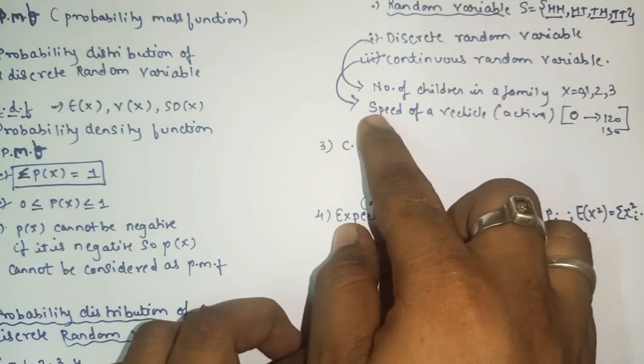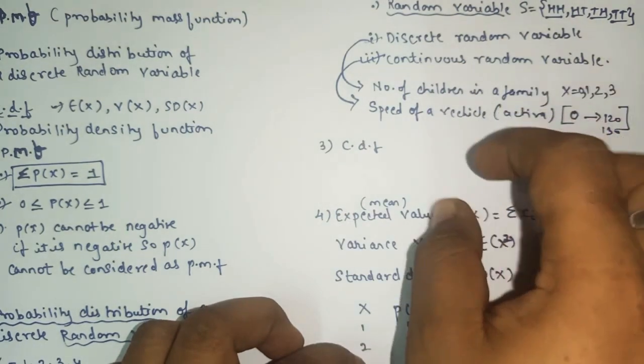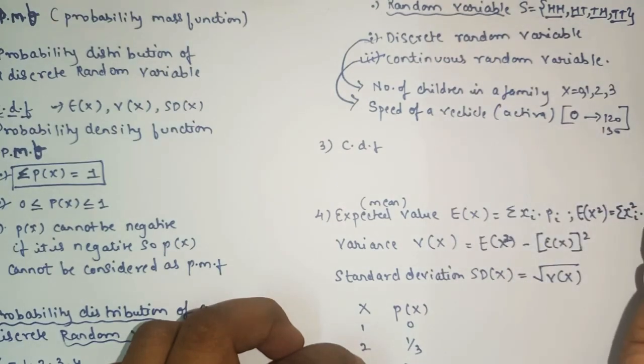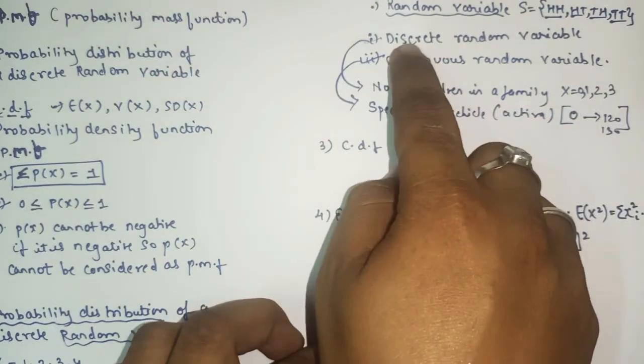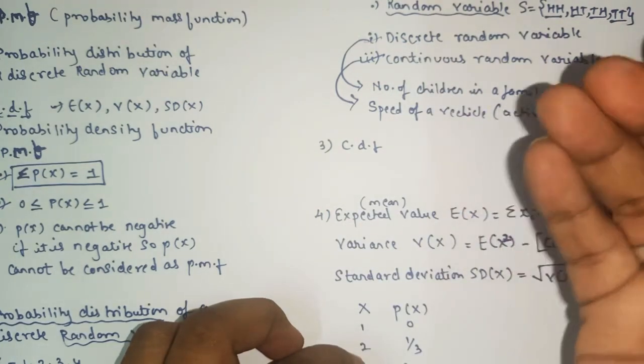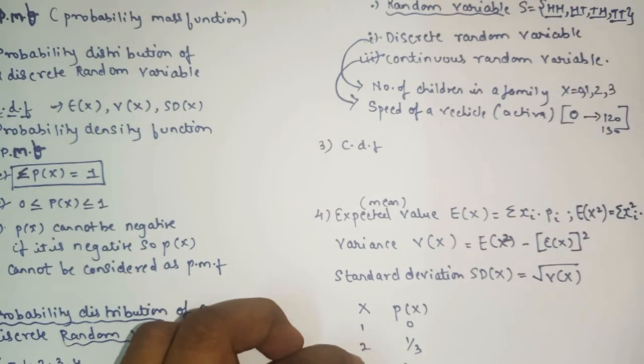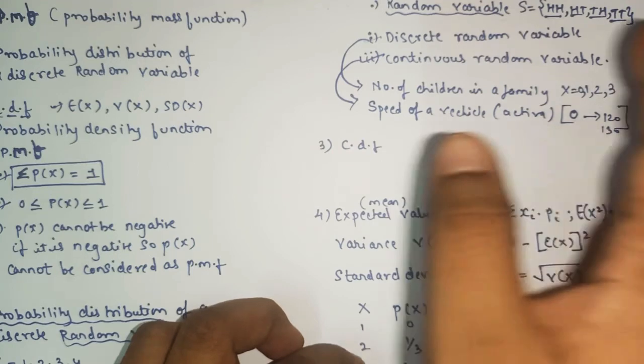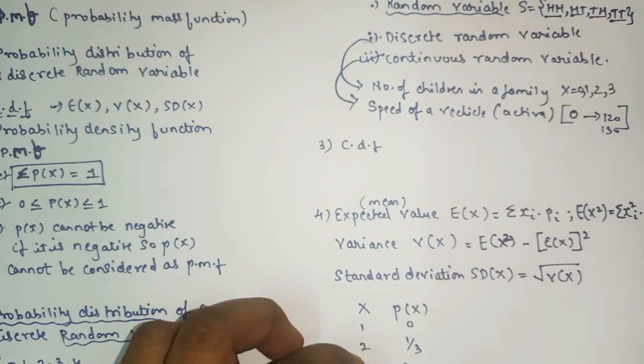Assume all the real values will lie within a given interval. Yes or no? We'll take one more example for discrete. If I say number of accidents on a national highway in a day, can we count the number of accidents on a national highway in a day? Yes, we can count. It can be 1, 2, 3, 4, 10, 20, 50, 100, or no accident on that particular day. That means 0.